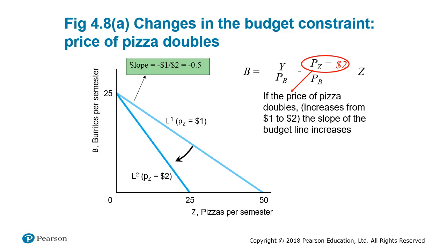In other words, the budget line will swivel inwards. It will swivel or pivot. The burritos intercept won't change because the price of burritos has not been affected. So if she spends all her income on burritos, she can still afford 25. However, if she spends all her money on pizzas, she can no longer afford 50, as she could at the old price. She can only afford 25 at the new, higher price. And we can also see as the line has swiveled inwards, it's become steeper. And that reflects the steeper slope.